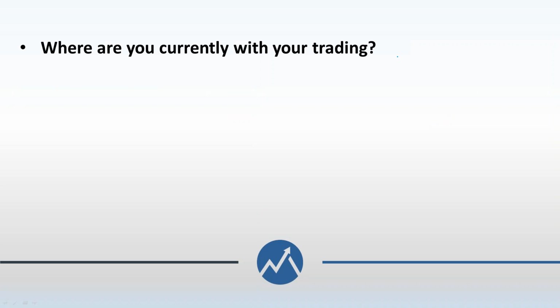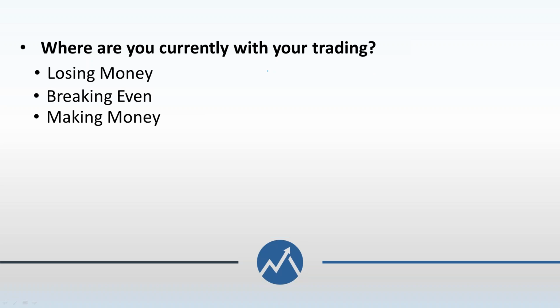Now, that being said, I've got a question for you all. Where are you at currently with your trading? So you're in one of three categories typically. And those three categories are either A, losing money, B, breaking even, or C, making money. So with your personal trading, where are you right now? A, B, or C. And I guess category D would be not trading.